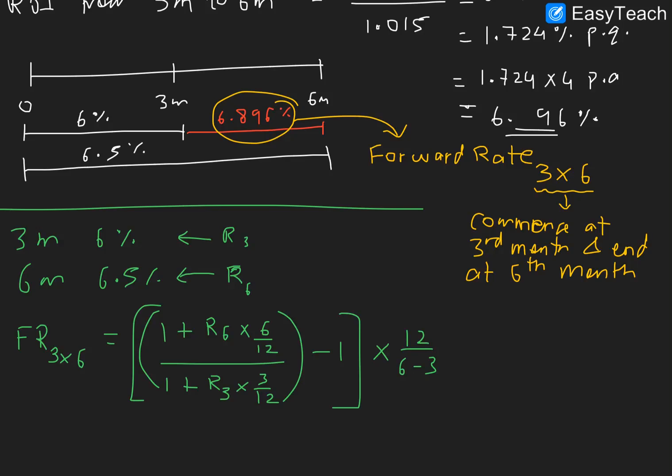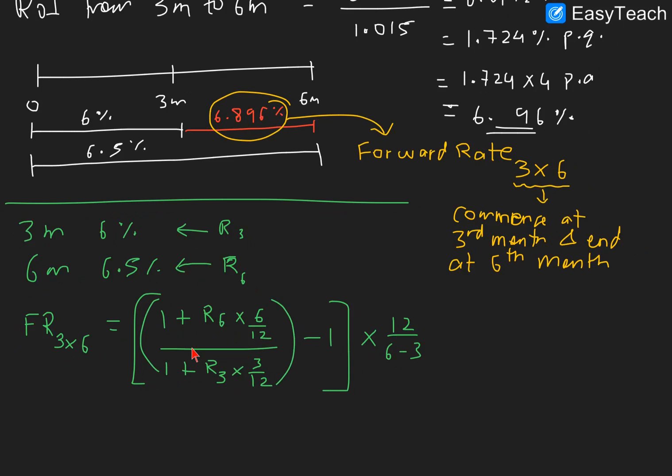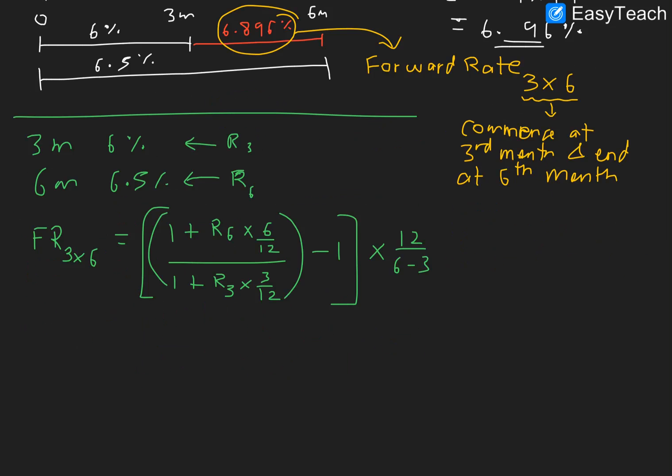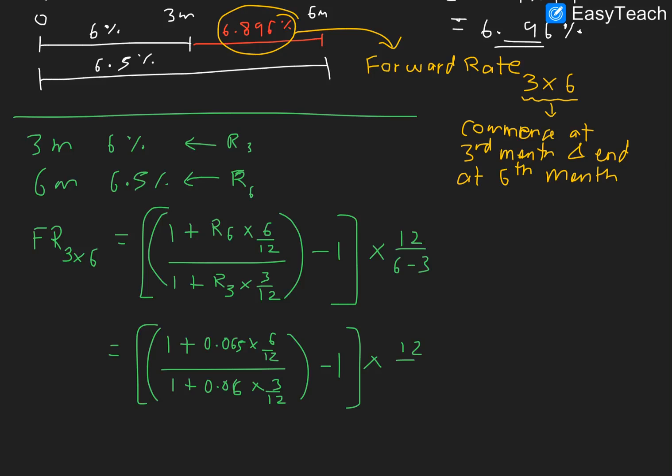So basically, let me just calculate it, and then I'll come up with a generalized formula. Here we have 1 plus 0.06 multiplied by 6/12 upon 1 plus 0.065 into, oh my bad, it should be 0.065 in the numerator and 0.06 in the denominator, into 3/12, minus 1, then the whole multiplied by 12 upon 3.